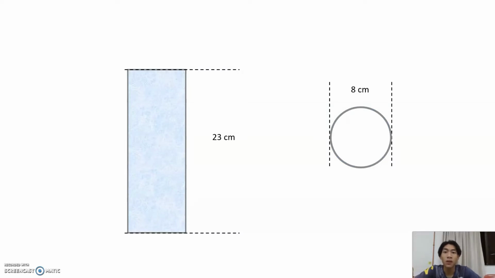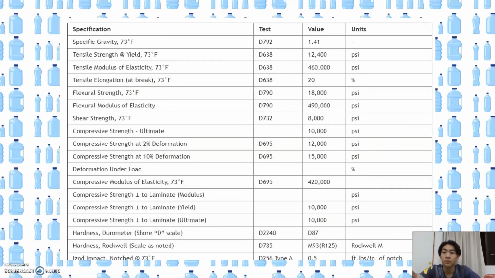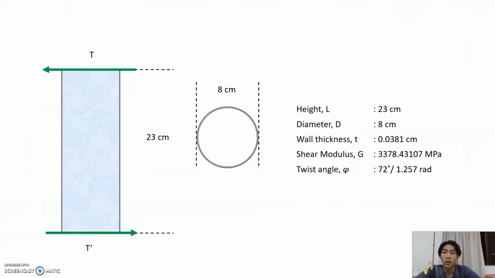And because we don't have access to the equipment to measure the shear modulus, we turn to the internet to find the shear modulus of the plastic bottle, which is polyethylene terephthalate. So this is the value, and from there we get all the parameters needed for the calculation.